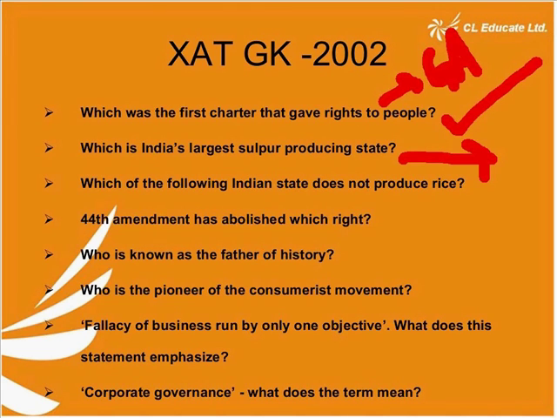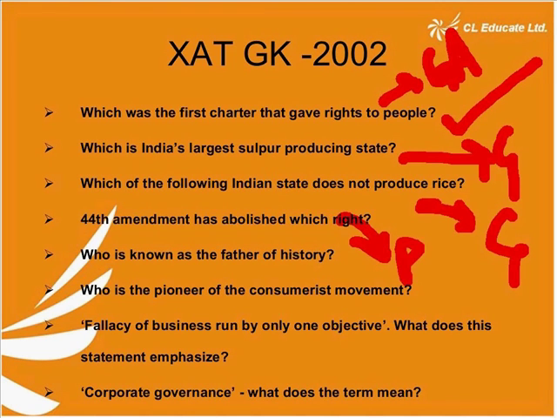Which is India's largest sulfur producing state? Another geography question. Then which of the following Indian states does not produce rice? Another geography question. Well, of course, the hilly areas do not produce much. 44th Amendment has abolished which right? You must be remembering, we have already discussed in one of our classes. 44th Amendment actually deleted one of the fundamental rights. So another question from polity.